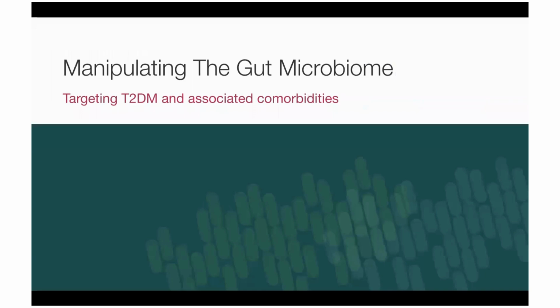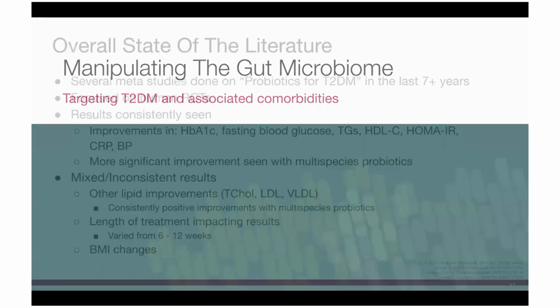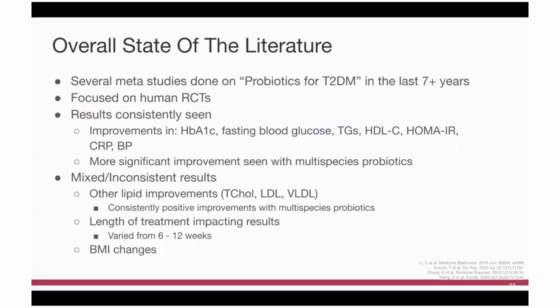Let's pivot to the literature now, specifically looking at studies done on oral probiotic usage in type 2 diabetics and some of the most common comorbidities we see in this patient population. So, the overall state of the literature: there have been a number of meta-studies on probiotics for type 2 diabetics in randomized controlled trials on humans.